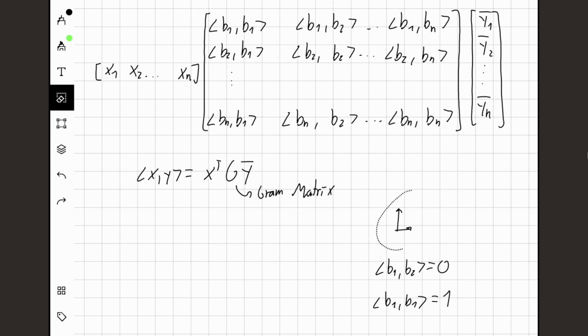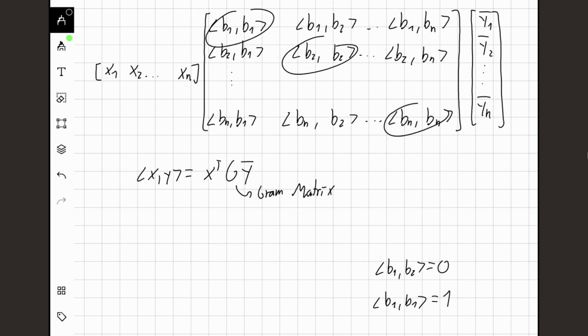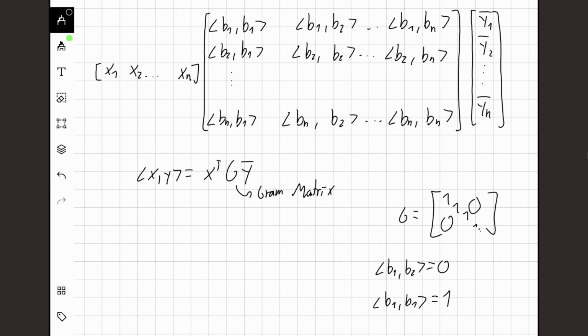So notice what happens over here. Here, b1 with b1, b2 with b2, bn with bn, these values will all be 1. But all these vectors off the diagonal are perpendicular to each other. So what G will turn into is a matrix with 1s on the diagonal and zeros everywhere else. It will be exactly the identity matrix. If we use an orthonormal basis, the Gram matrix will be the identity matrix.